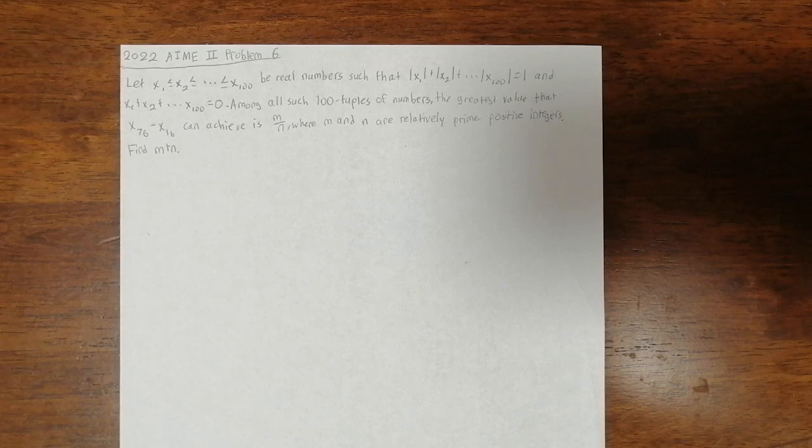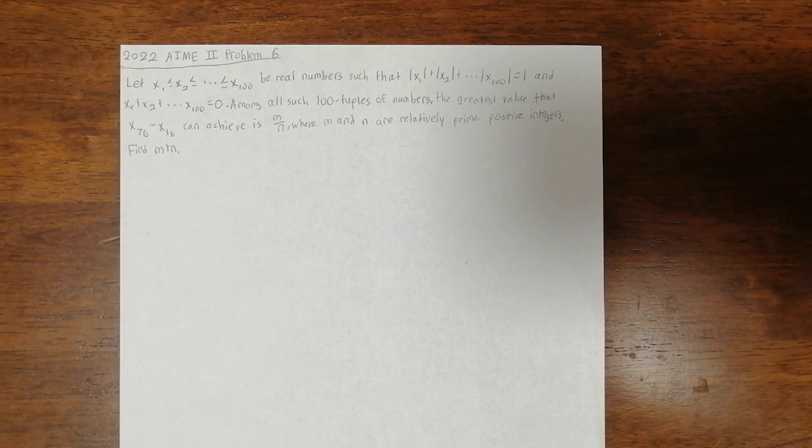The problem says let x sub 1 less than or equal to x sub 2 less than or equal to ... x sub 100 be real numbers such that the absolute value of x sub 1 plus the absolute value of x sub 2 all the way to x sub 100 is equal to 1, and the sum of each of these terms is 0. Among all such 100 tuples of numbers, the greatest value that x sub 76 minus x sub 16 can achieve is m over n, where m and n are relatively prime positive integers. Find m plus n.